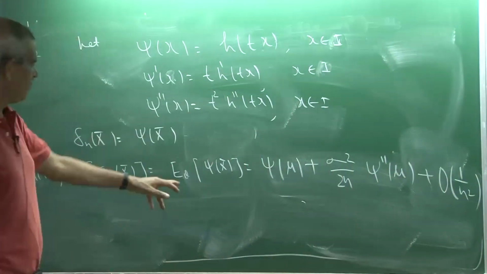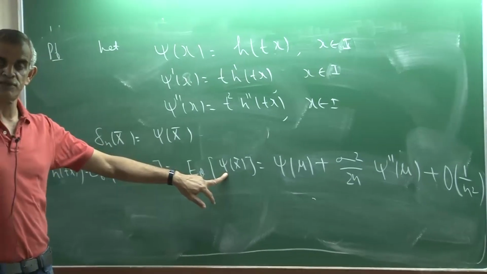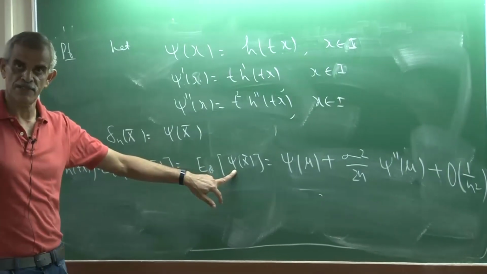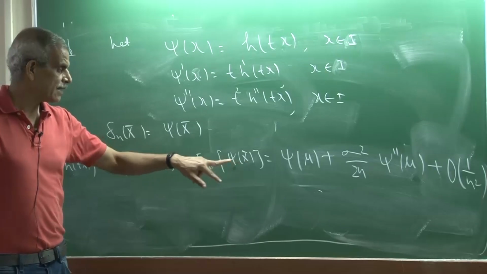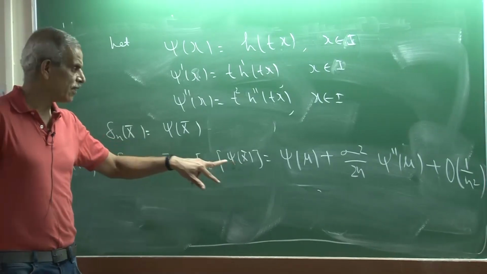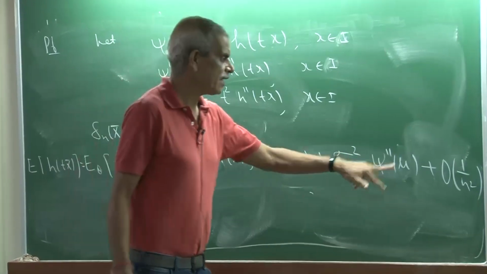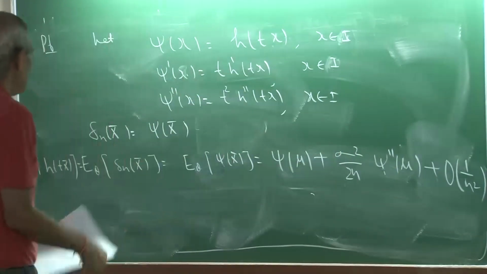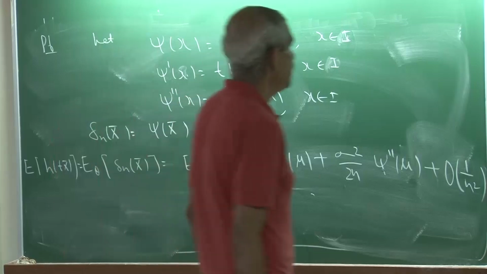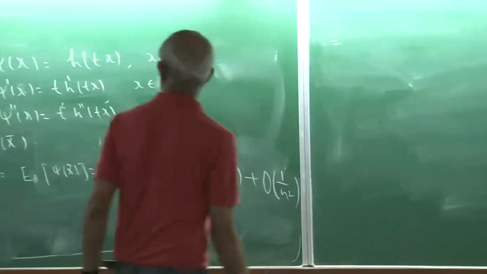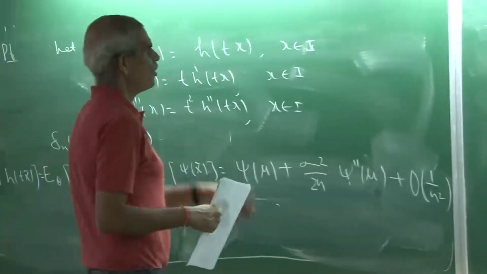Because last time we have seen what is the expression for the expected value of h of x bar for any function h. So h gets replaced by psi, so the expected value of psi of x bar is psi of mu plus sigma square by 2n psi double prime mu plus little O 1 upon n square. So what does that mean? But psi of mu is the same as h of t mu.